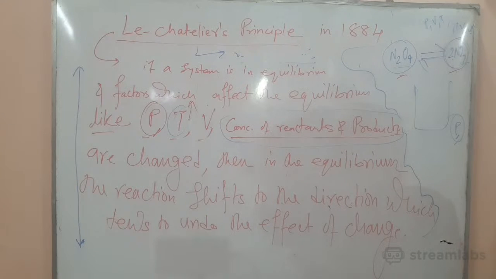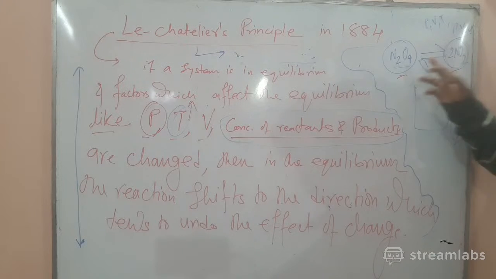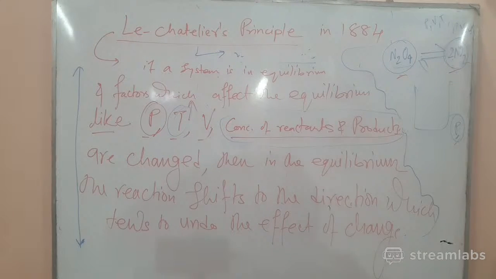And vice versa. If you decrease the pressure, which one should form more so that pressure can be increased? NO2. So the reaction will shift towards the forward direction. Understood? So you understood the effect of pressure, right? Pressure is inversely proportional to volume. So the effect of volume will just be opposite of the effect of pressure.